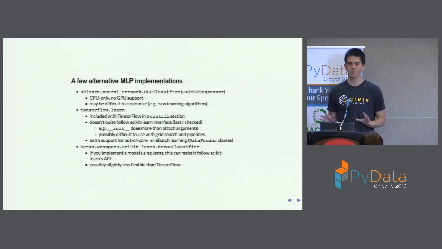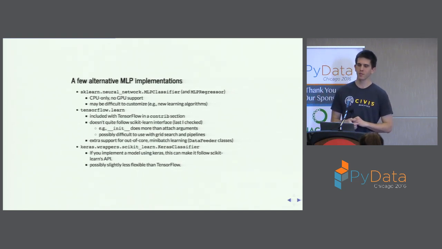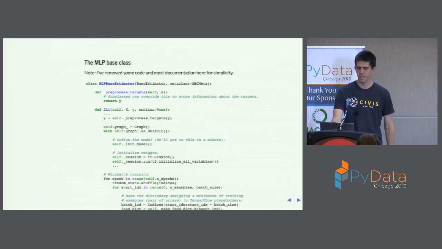I'm not trying to claim that this is the best thing in the world. There are alternative approaches you could take. In particular, scikit-learn has an MLP classifier. It uses a CPU. There's TensorFlow Learn, a contrib package that's being developed that has some similar things. Also, maybe a little bit better out-of-core learning support, but maybe not as good at matching the scikit-learn API. And then there's also Keras, which is very nice, which provides some functionality to wrap deep learning models in something that looks like the scikit-learn API.